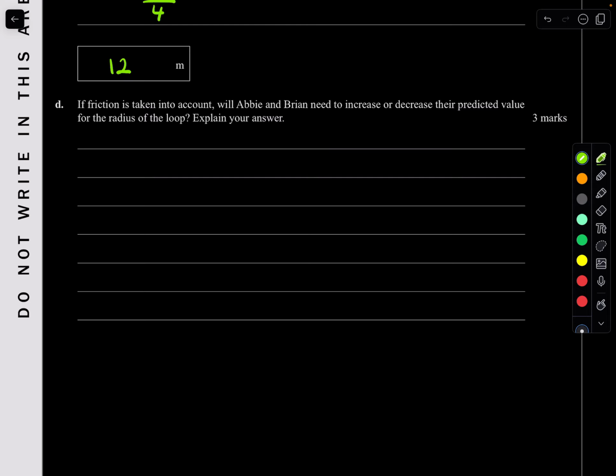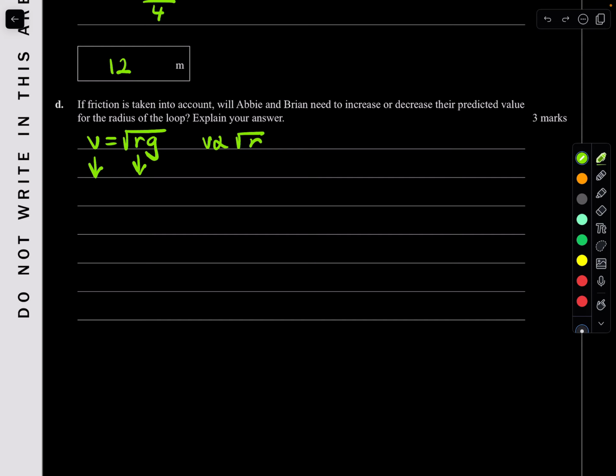D, if the friction is taken into account, will Abby and Brian need to increase or decrease the predicted value for the radius of the loop? We know that for it to just remain in contact, velocity is the square root of rg. If friction was taken into account, the velocity decreases. This is because when there's friction, the kinetic energy decreases, hence your velocity decreases. So if your velocity decreases, your radius must also decrease, because velocity is proportional to the square root of r. Whatever happens to the velocity happens to your radius.